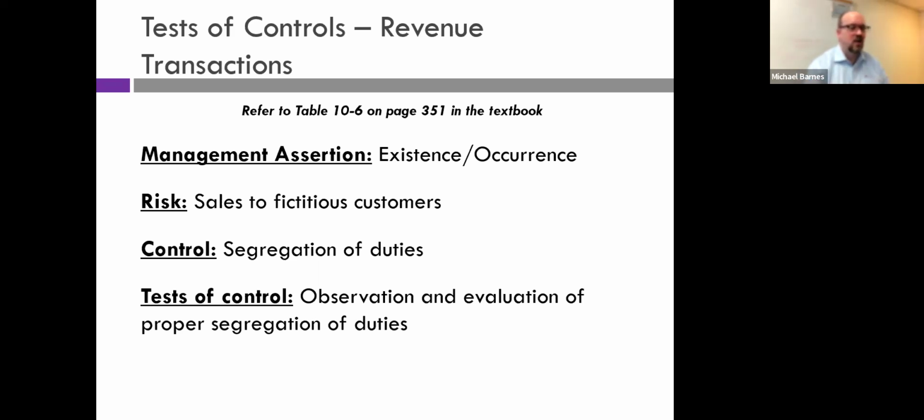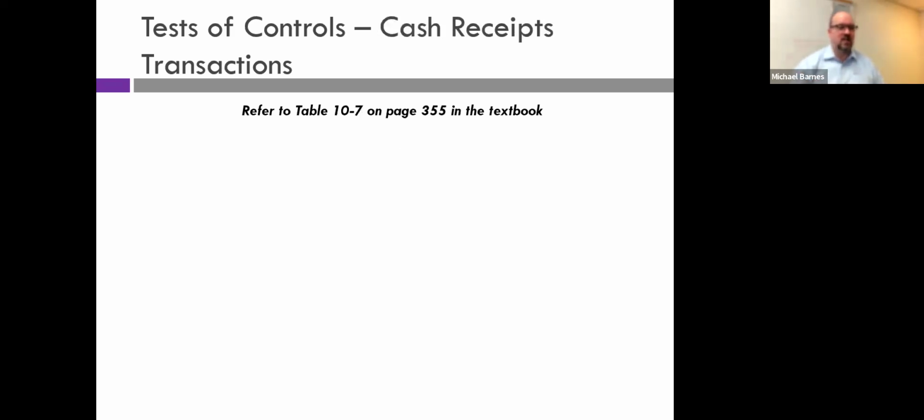Let's do one more. So let's do cash receipts transactions. Okay. This is table 10-7 on page 355 in the book. So if you were looking for some light reading for this evening, you've got two tables in your auditing textbook now that you can review. All right. So cash receipts.